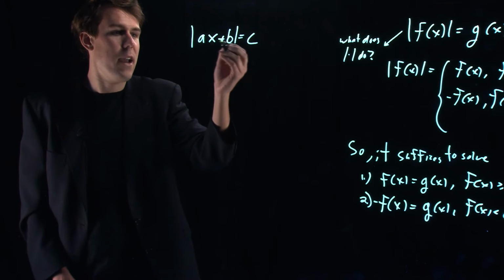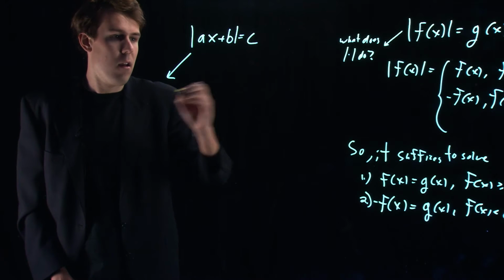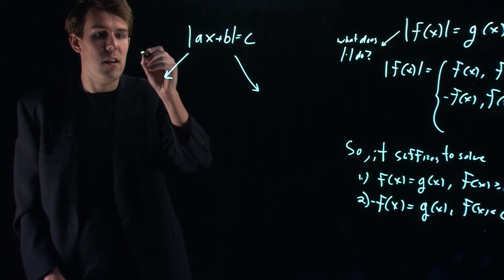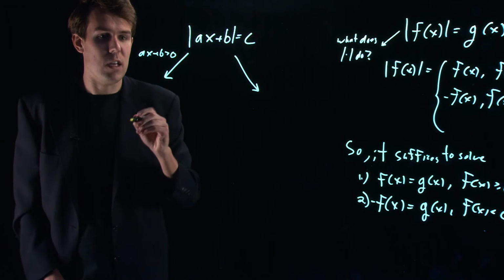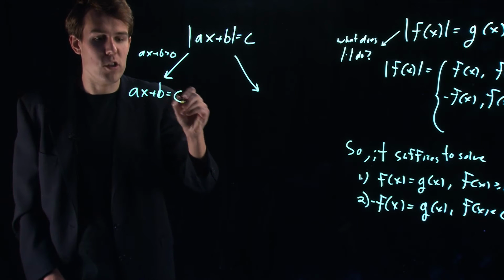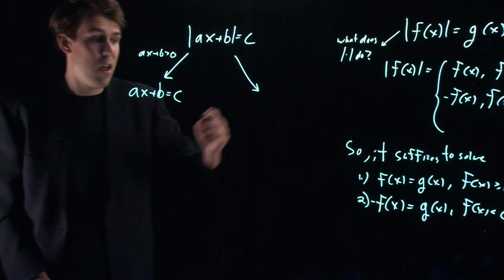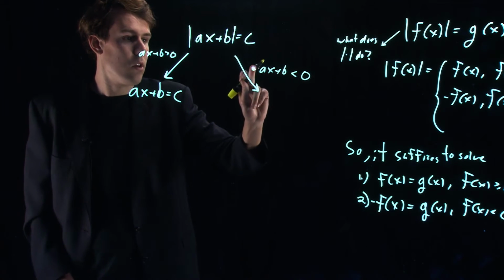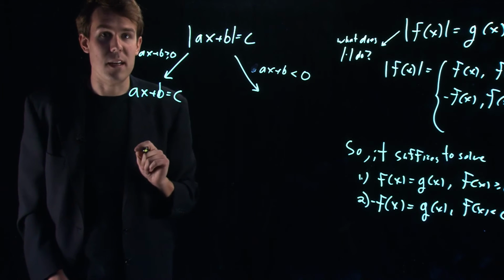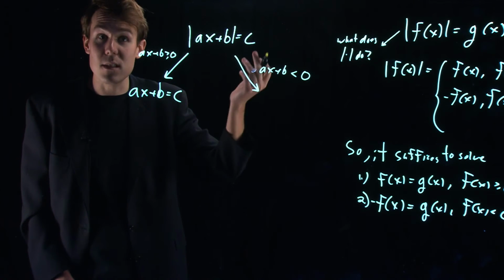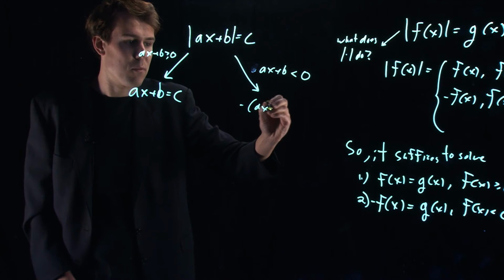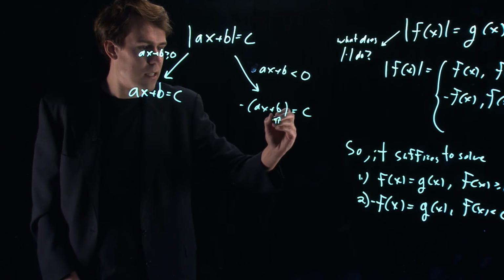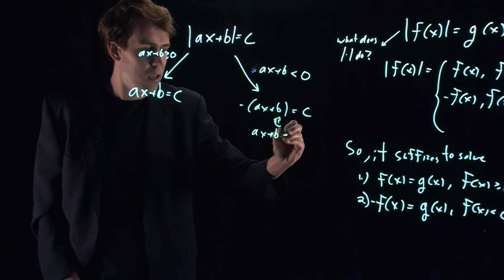I have absolute value of ax plus b is equal to c. Based on what we just discussed, we know that this splits into two cases. The first is when ax plus b is greater than 0, and my equation just becomes ax plus b equals c. The second is when ax plus b is less than 0. In this case, the absolute value flips the sign on ax plus b, and I get negative ax plus b equals c. Another way of writing this, then, is simply ax plus b equals negative c.